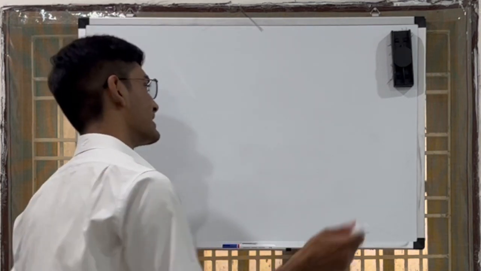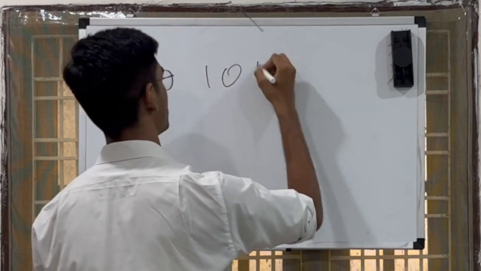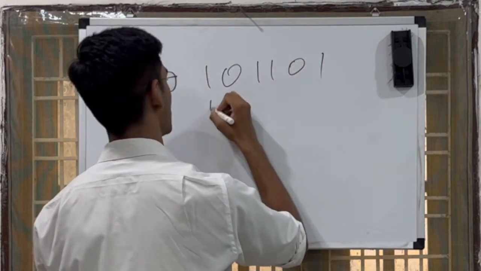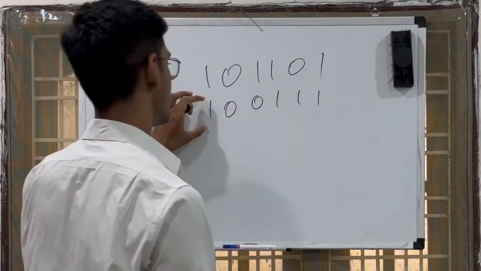Now tell me, which operation does this match with? Think on your own. Of course you're not going to think it's XOR, okay? XOR is basically the thing that you're supposed to use. I'll tell you how. 1 0 1 1 0 1, some number, and 1 0 0 1 1 1. These are the numbers. This is you, this is your opponent.